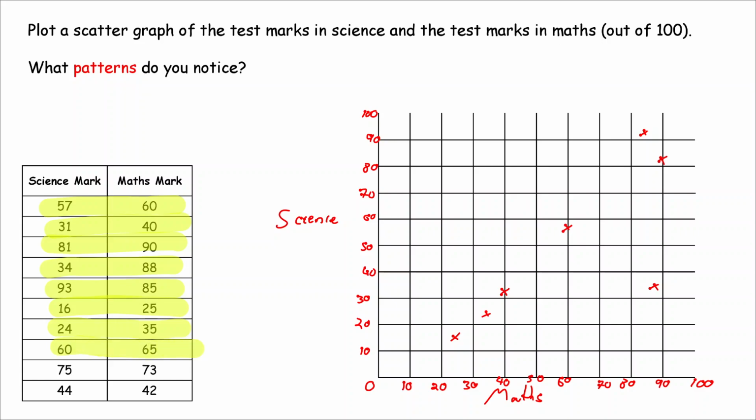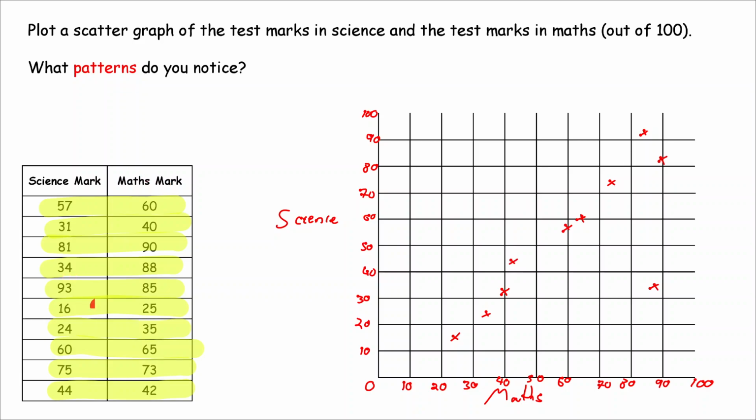60, 65 is going to be going about here. You've then got 75 and 73. So again, a pretty high mark and a pretty high mark in both. About there-ish. And then 44 and 42. Okay, and kind of medium level marks. 44, which is there. 42, which is going to be about there.